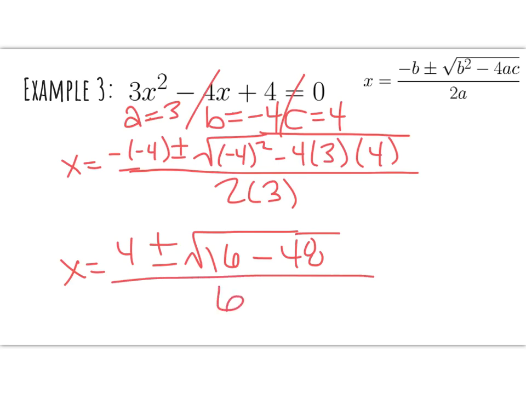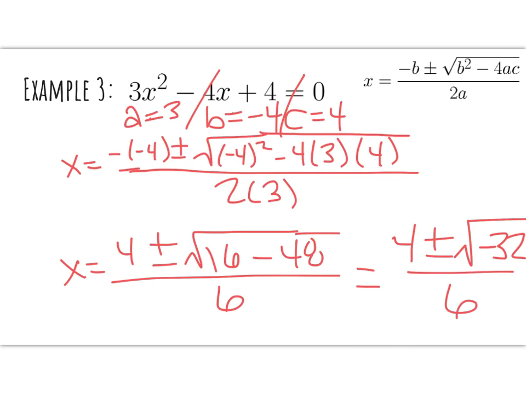Maybe you've noticed what's about to happen here. 16 minus 48 is a negative number. So we are saying that x is equal to 4 plus or minus the square root of negative 32 all over 6.